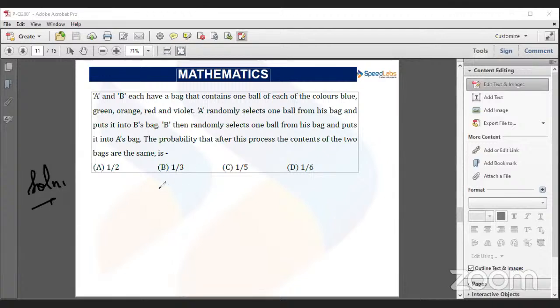Okay. So A के बैग में ब्लू है, ग्रीन है, ऑरेंज, रेड एंड वायलेट, और सेम यहाँ भी है। तो it says, probability क्या है कि after the process is completed, A transfers to B and then B transfers to A, contents of both the bags are same.